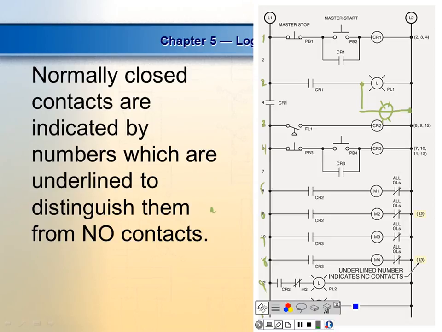And it's actually printed onto the wire. But in industry, you're not going to find wire numbers every 6 inches. The only place you're going to find those is at terminals.